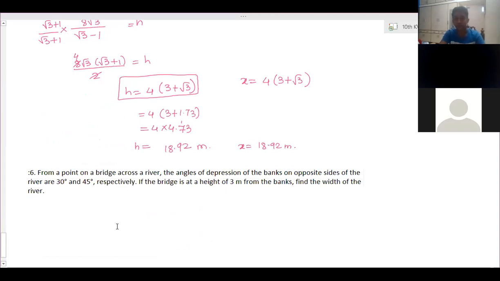From a point on the bridge across a river. So that means from one end to other end of the river there is a bridge. The angles of depression of banks on opposite sides of the river are 30 degrees and 45 degrees. If the bridge is at a height of 3 meters from the banks, find the width of the river.